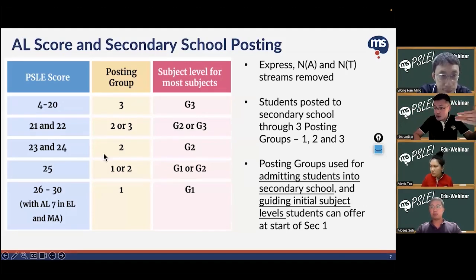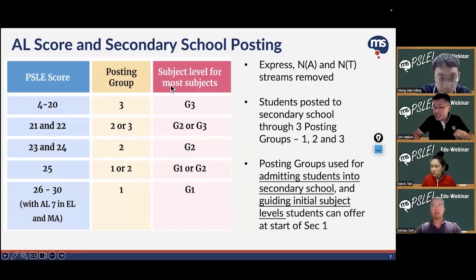So that's how we look at it. Essentially, the posting group itself determines the combination or the type of subjects generally that you will take. So a student who entered a school via posting group 3, the subject level that he will take for most of his subjects will be at the G3 level. That means it will be at the express level. Whereas somebody who enters via posting group 2, most of their subjects will be at the G2 level. And those who enter via posting group 1 will be at the G1 level. So that's what the posting group does. The posting group determines the subjects that you will be taking.